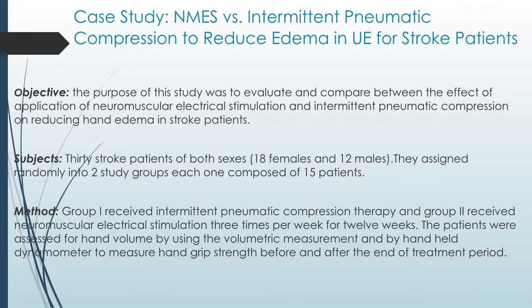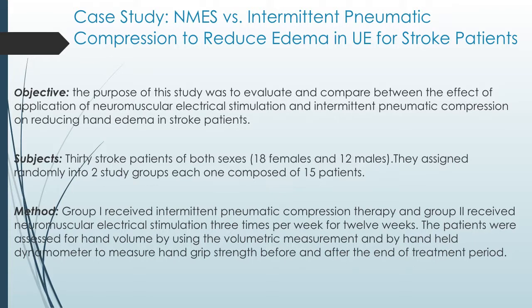A peer-reviewed journal published in 2013 compared intermittent pneumatic compression and NMES to reduce upper extremity edema commonly found in the hemiparetic hand in stroke patients. As we have learned before, NMES and the muscle pump parameters use electricity to stimulate a muscle contraction in a similar on and off cycle to reduce edema.